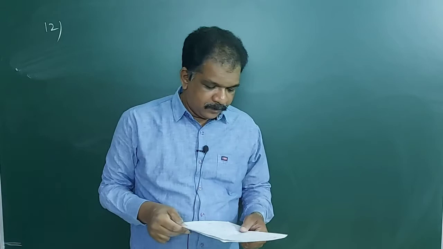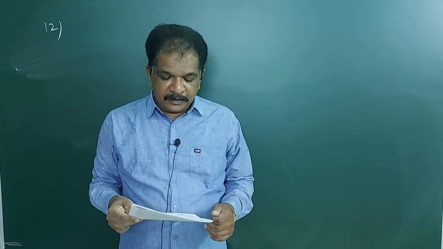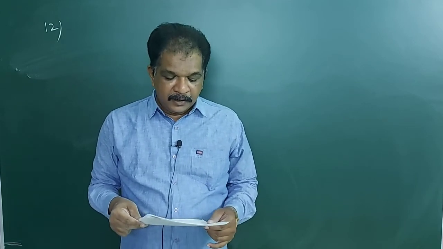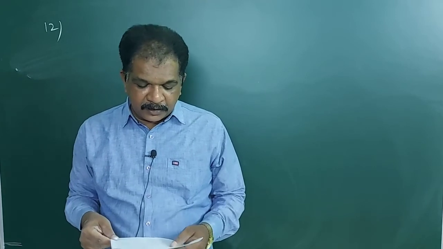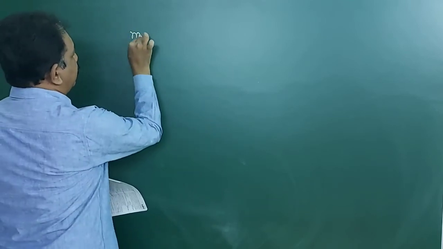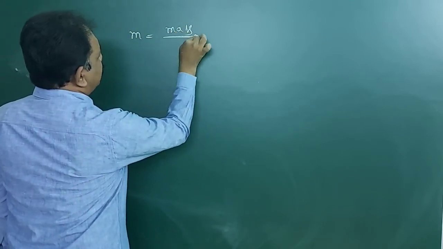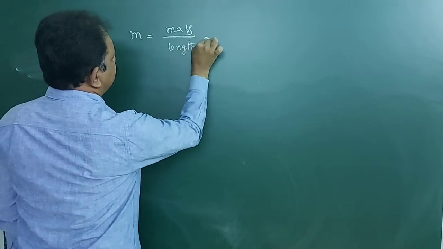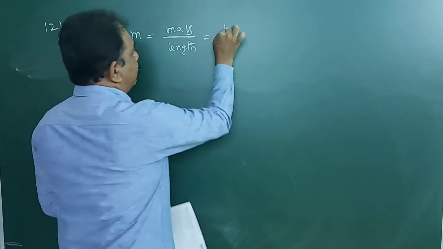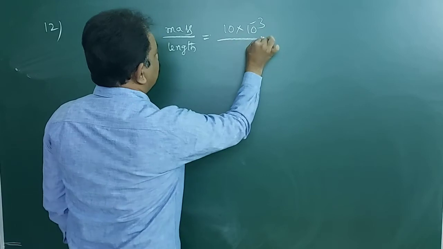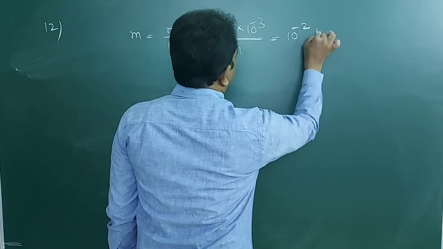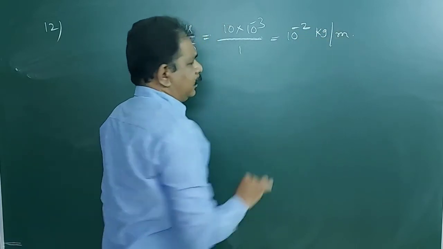What they are asking: a metallic wire, length is 1 meter, mass is 10 into 10 power minus 3 kg, tension is 100 Newton. What is the speed of the wave? We will find linear density. Linear density is equal to mass by length. Mass value will be 10 into 10 power minus 3. Length value will be 1. It becomes 10 power minus 2 kg per meter.